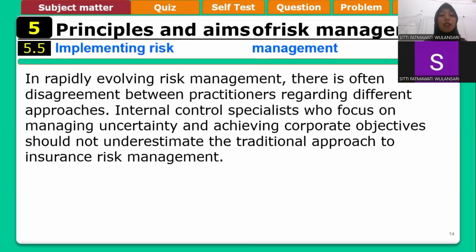So for the next slide, 5.5 about implementing risk management. In a rapidly evolving risk management, there is often disagreement between dictionaries regarding different approach. Internal control specialists who focus on managing uncertainty and achieving corporate objectives should not underestimate the traditional approach to insurance risk management. Instead, practitioners should appreciate the expertise that each group possesses and not be intolerant of the approach adopted by others.